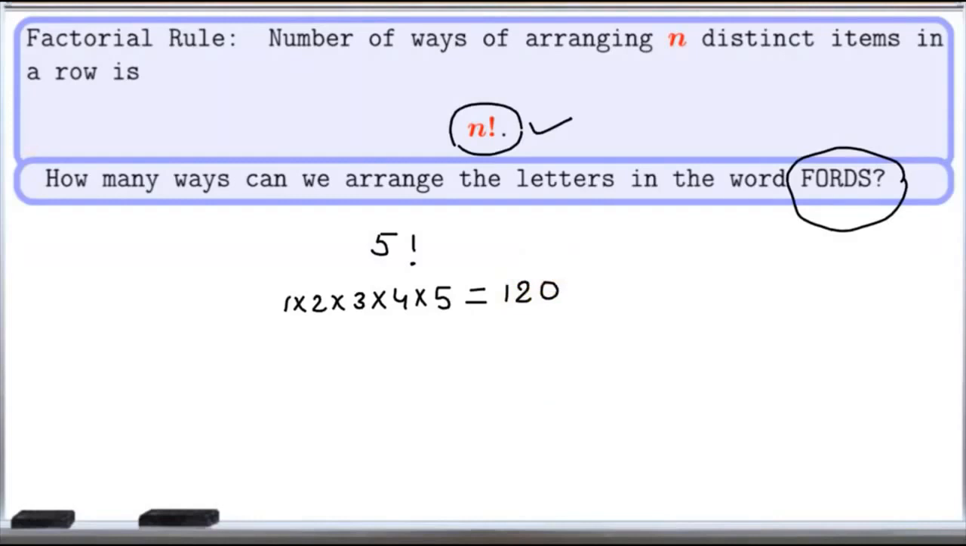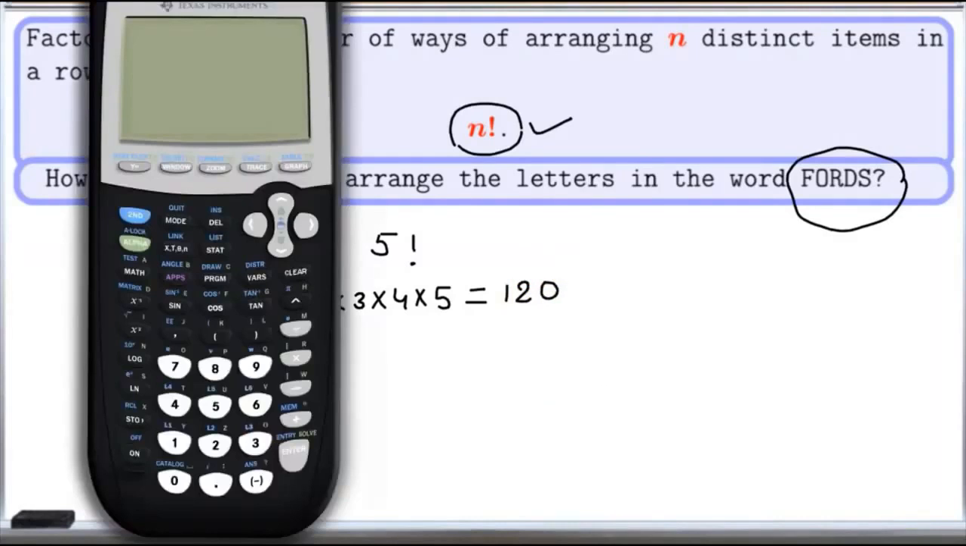So let me show you how to get the factorial in calculator. So here we need to find 5 factorial. So first punch in 5, then go to math, then you have to highlight probability. So in order to get there, you need to use this arrow key. Now use this arrow key to go to number 4, then hit enter, then hit enter. So that gives us 120. 5 factorial is 120.